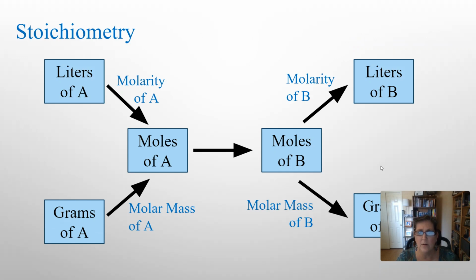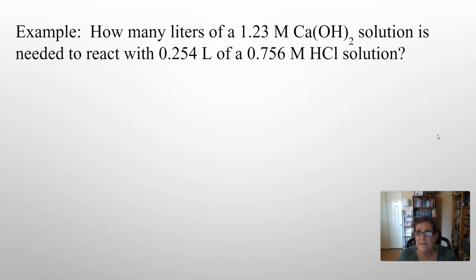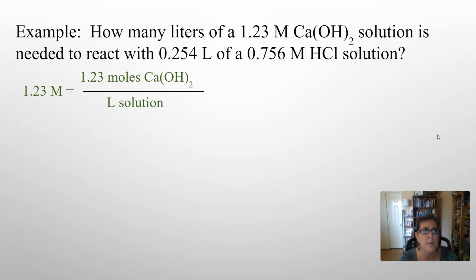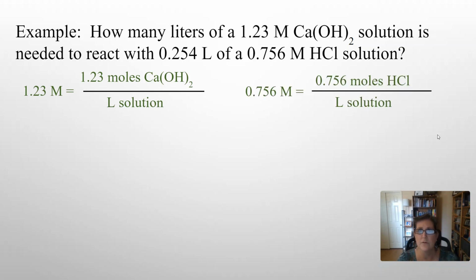So let's go back again and look at our path. Liters to moles to moles to liters. We need to know the liters and the molarity to get to moles. So our first chemical is going to be the one we know the most about. That's the hydrochloric acid. So we're going to start with the liters of hydrochloric acid. So let's remind ourselves, the molarities can be used as conversion factors. 1.23 M means 1.23 moles per liter. 0.756 M, M stands for molarity, means 0.756 moles per liter for those two chemicals.